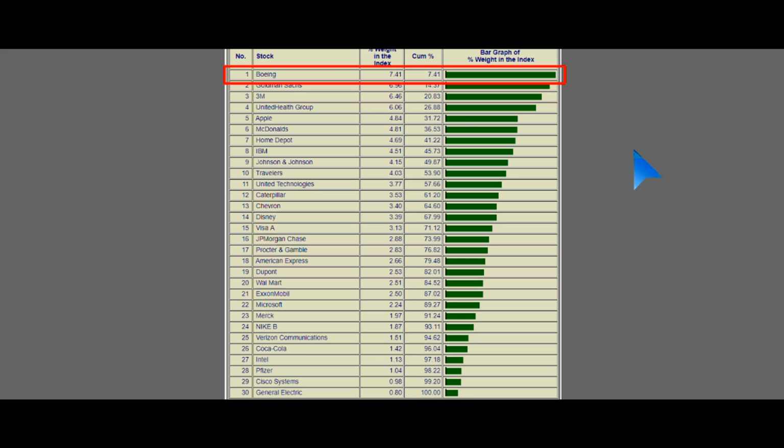For example, Boeing is the number one weighted, so it has the most impact. So any price movement that happens with the stock of Boeing impacts the Dow Jones the most. And that's simply because the stock price is $238. And you might not be able to see it on here, but number 2 is Goldman Sachs, because it's got a share price of $229. Similarly, 3M has a stock price of $207. And United Health Group has a stock price of about $195. I think you get the point.